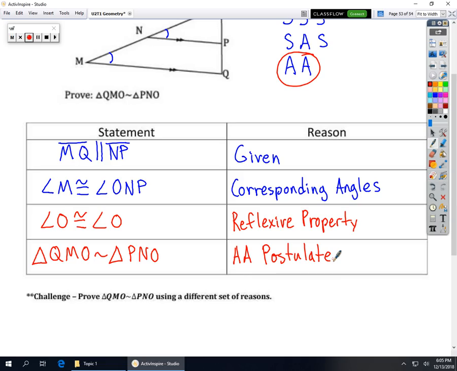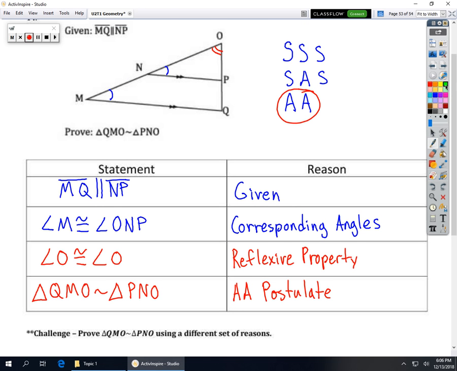All right, awesome. We do got a little challenge question here. Prove that they're similar using a different set of reasons. So this isn't the only proof you can do. There's actually a third angle that we did not touch. OPN and Q are also congruent because they are corresponding angles as well. So, rather than writing corresponding, reflexive and angle-angle, you could have used these two angles in your proof instead. So angle-angle using this blue and green one versus the blue and red one before. So there are multiple ways to complete these proofs, and all of them should be correct. All right, that's it.